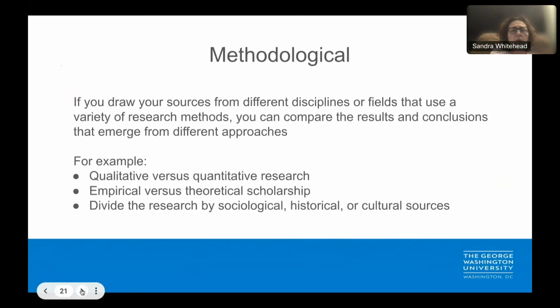Methodological, if you draw your sources from different disciplines, and planning is very interdisciplinary, these articles might use a variety of different methods. So think about qualitative versus quantitative, empirical versus theoretical, or you might even do it by category, sociological, historical, or cultural resources.